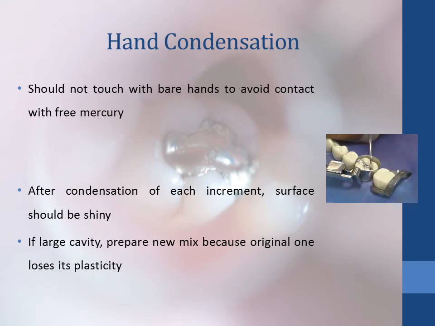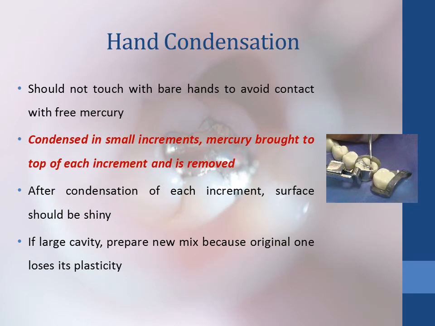Now, for hand condensation, there are a few principles. You should not touch with bare hands because we don't want to contact the free mercury. After condensation of each increment, the surface should be shiny. We condense the amalgam in small increments, and mercury is brought to the top of each increment by this procedure and removed right away. So this is also a method to remove the excess mercury. If the cavity is large, we prepare a new mix because the original one loses its plasticity over time.